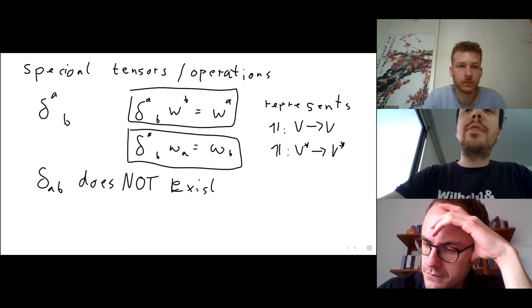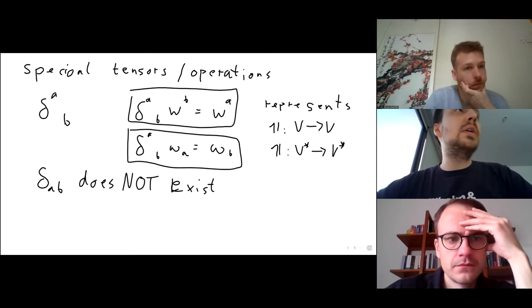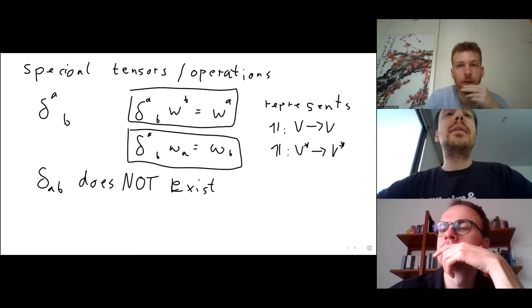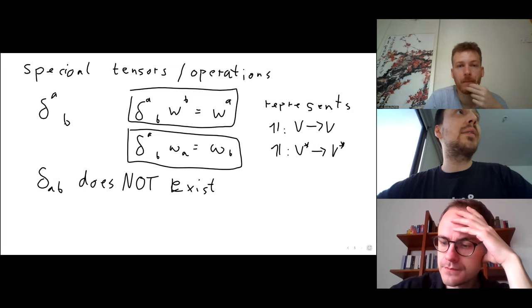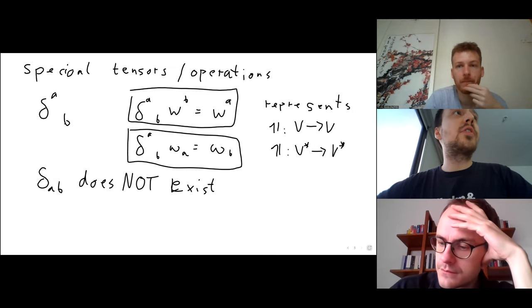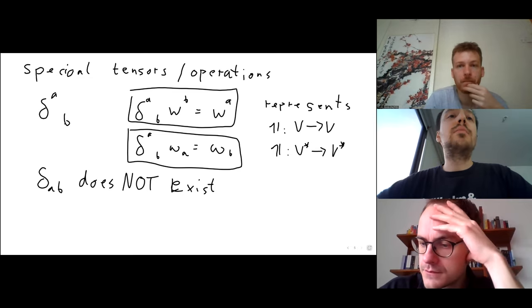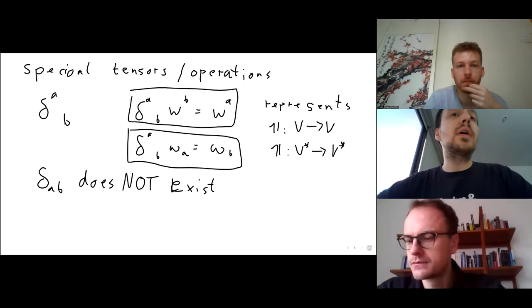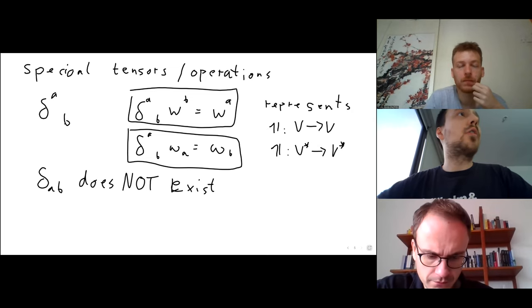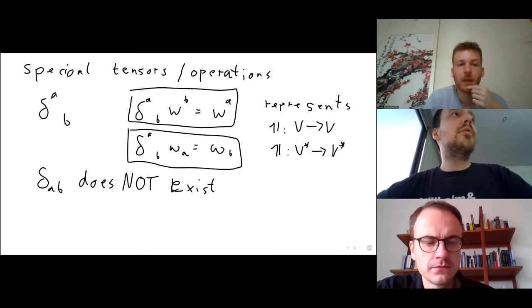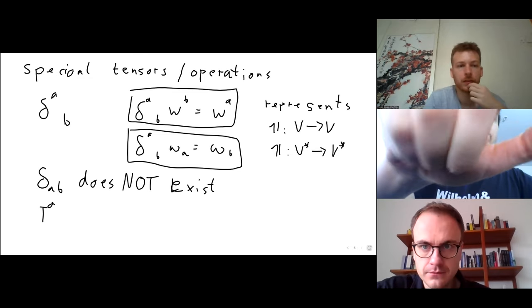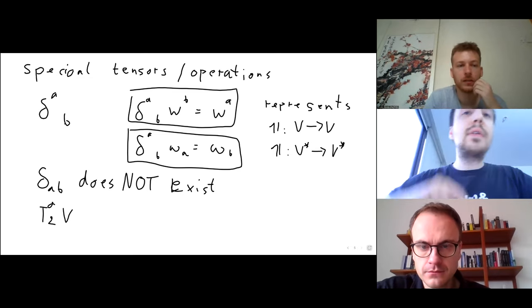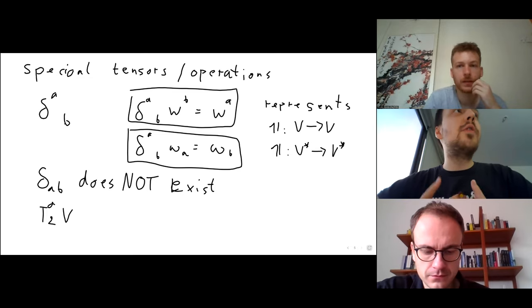Does that make sense for everybody? You cannot define such an object without making reference to a basis or introducing a new object. If you have a vector space, there is no canonical bilinear form on that vector space that one could call Kronecker delta. So that would be a 0-2 tensor. Yes, but what I'm saying, there is no such object that's canonically defined for any vector space.